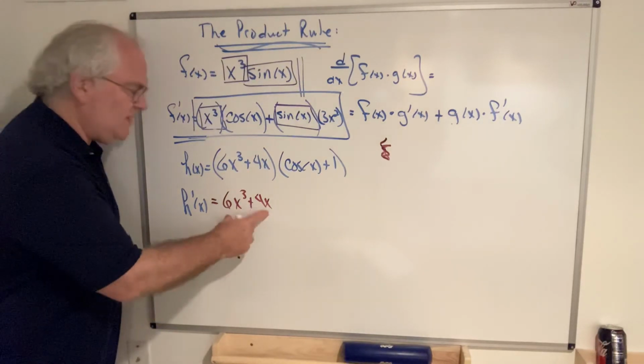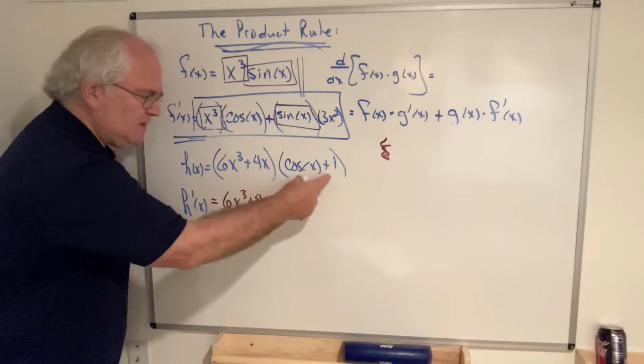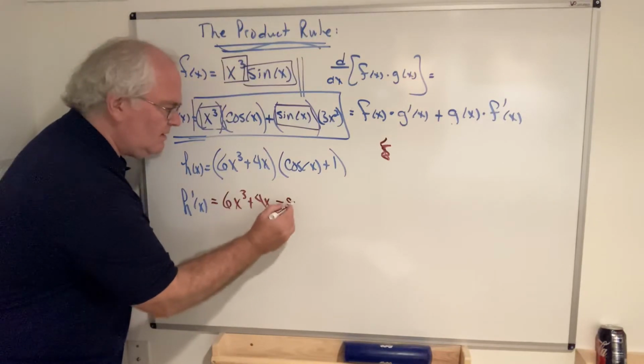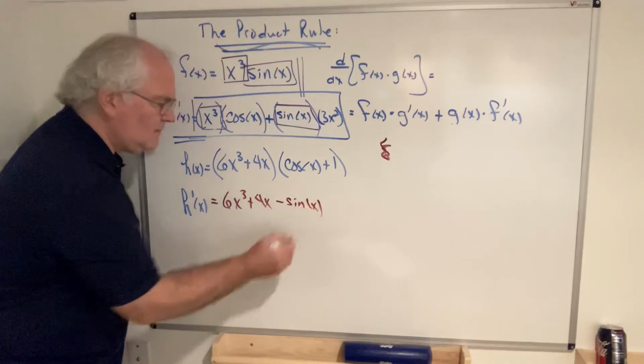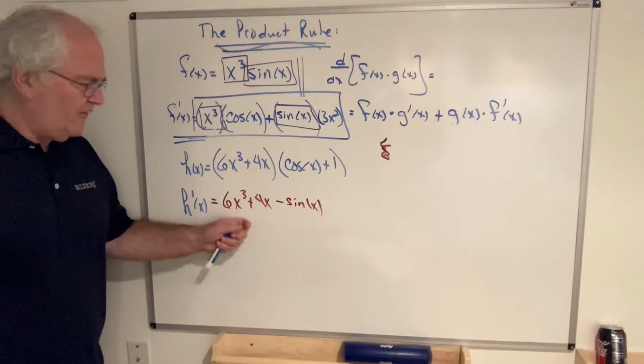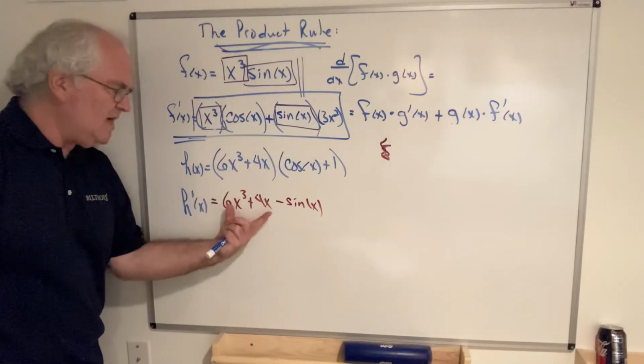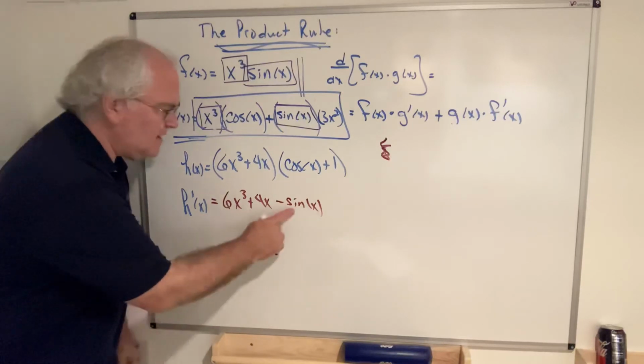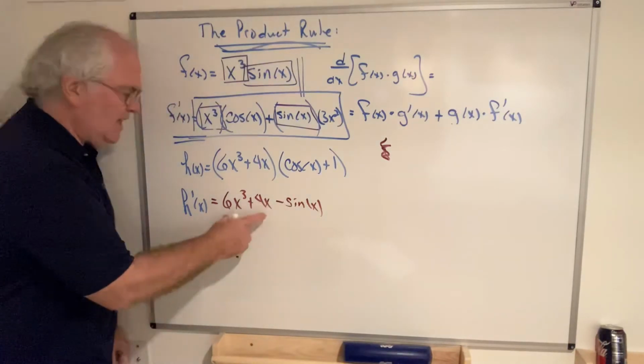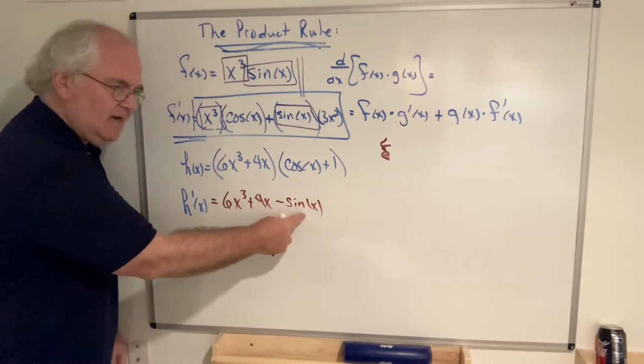Times, I want all of this times this. Now, what's the derivative here? This does not say first times the derivative of the second. This does not say this stuff times negative sine. This says this stuff minus sine.